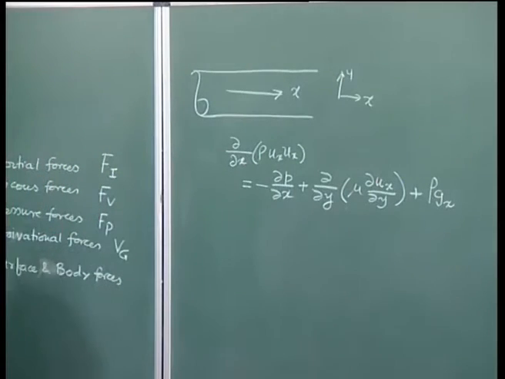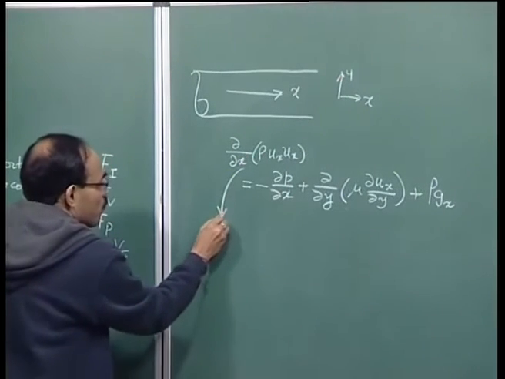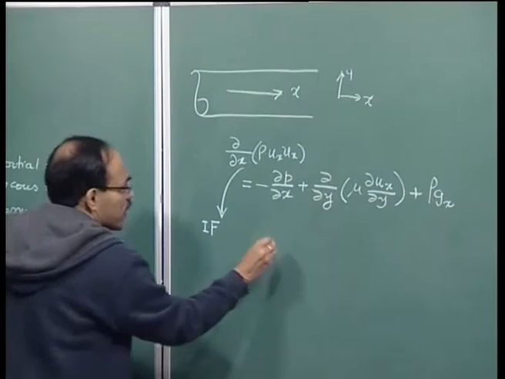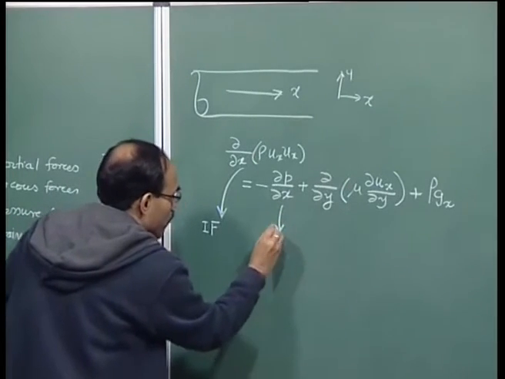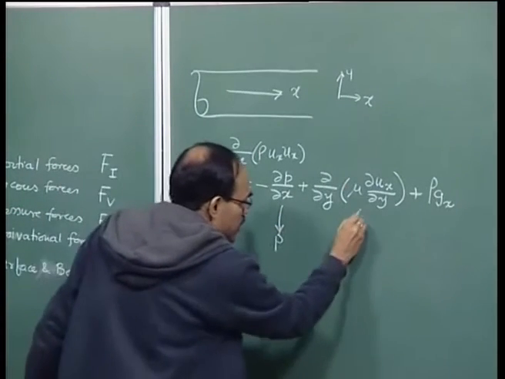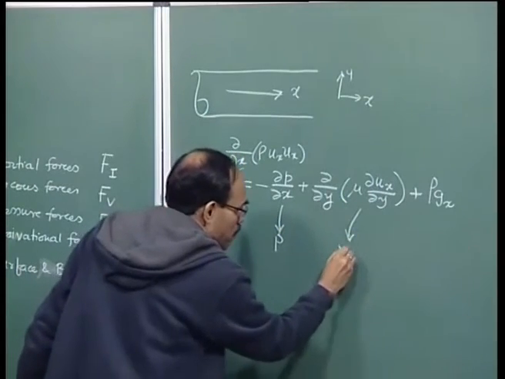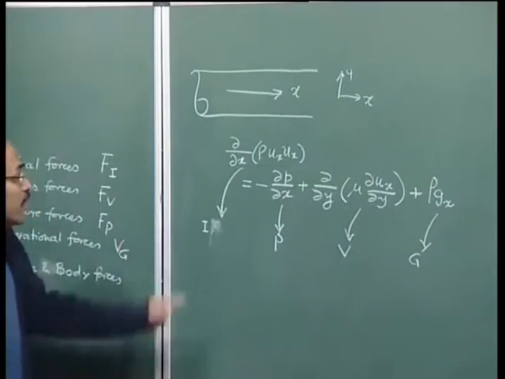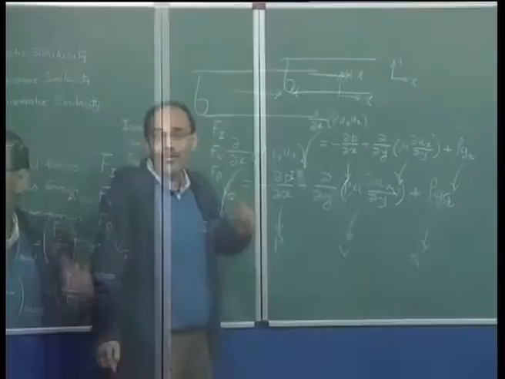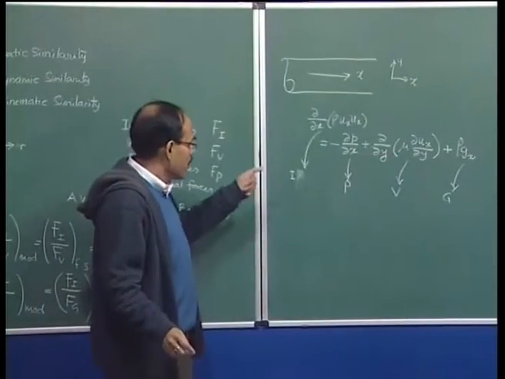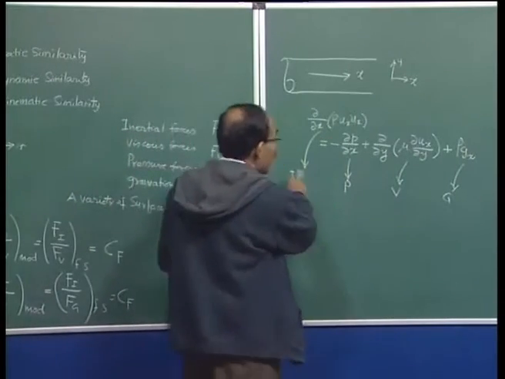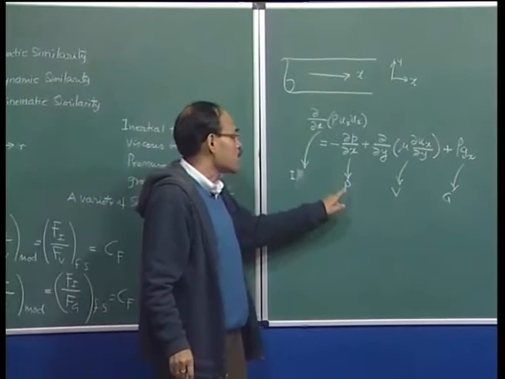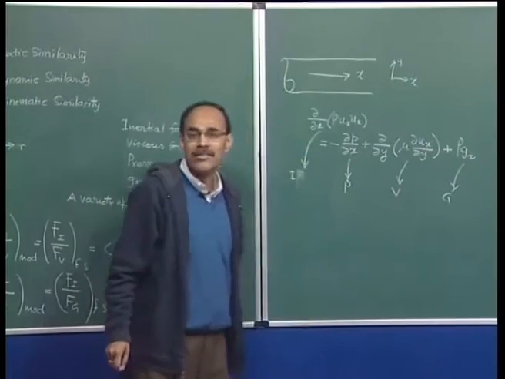If I look at this equation, since I know the pipe flow problem, I find that this term is nothing but the inertial term. This is the pressure term. This is the viscous diffusion term, and this is the gravitational term. So, I can immediately say that the fluid which is flowing through the pipe is the result of 4 different kinds of forces: inertial forces, pressure forces, viscous forces, and the gravitational forces.